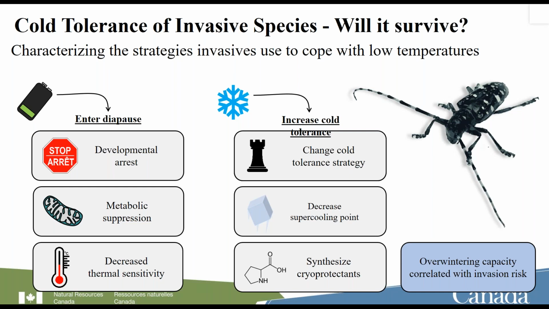So this is looking at things like how insects enter diapause, what physiological features they have that can allow them to survive our climate, and then whether these features of their physiology can be subject to selection. So can they be changed over time?